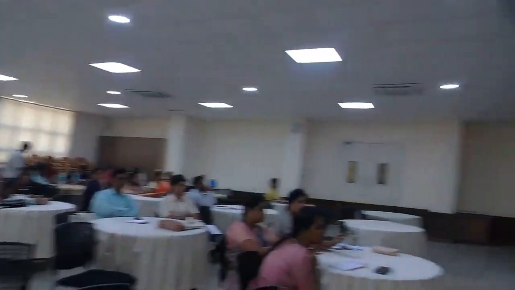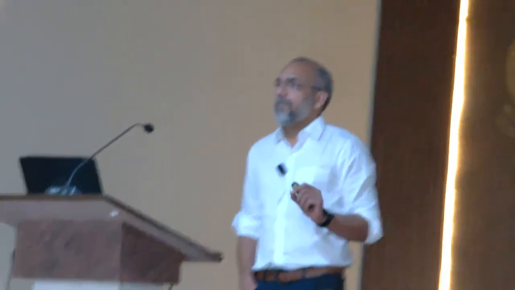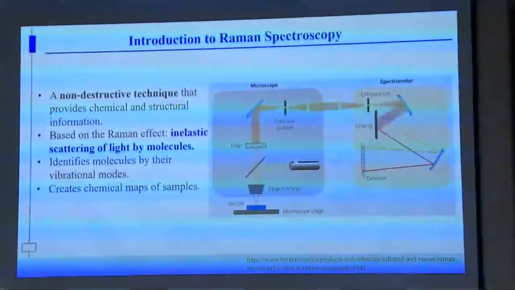So we are done with most of the surface analysis or morphology analysis of nanomaterials using optical microscopy, scanning or transmission electron microscopy, or atomic force microscopy. Just a couple of slides to give you an idea about Raman spectroscopy. Raman spectroscopy is a non-destructive technique, meaning you don't have direct physical contact with the sample, but it can provide you chemical and structural information. The fundamental concept behind it is the Raman effect.